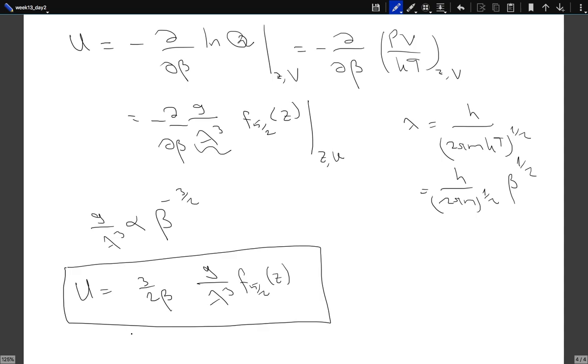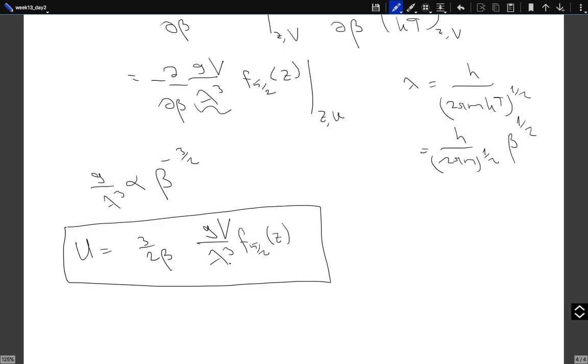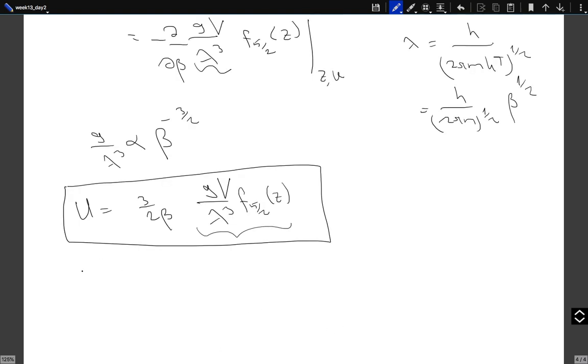I guess this relation was P over T. Which one? Was not P over T. That one, I guess. Yes. I have a V over there, so here I also have a V. Well, here, this is already PV over KT. This KT cancels this one, so this is 3 over 2 PV.